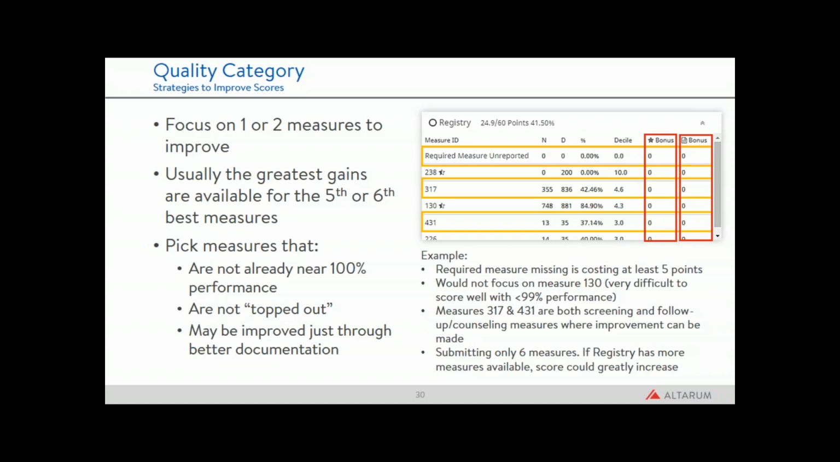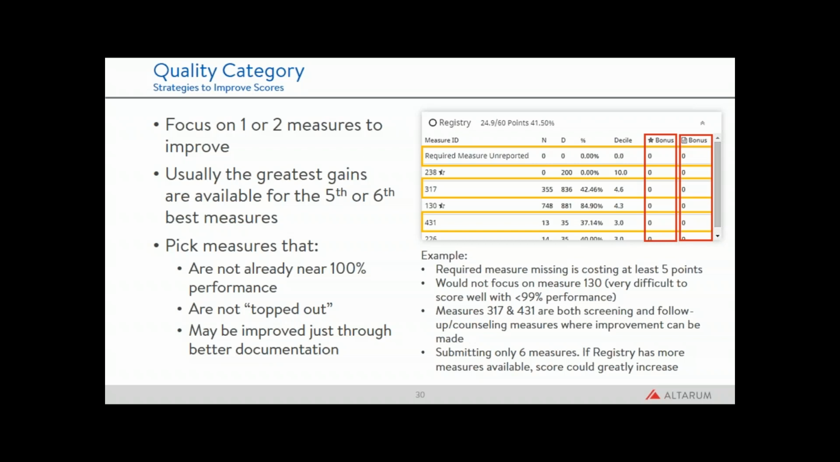In this example, if I were consulting with a practice, I would say first, to determine whether or not there is an outcome measure available to this clinician or practice that they can report. They're currently not reporting one, and this is costing them at least 5 points, because even reporting a measure that they're not performing well on would earn them the minimum 3 points, and then would also allow them to earn the bonus points for measure 238 and measure 130 that they're already reporting.